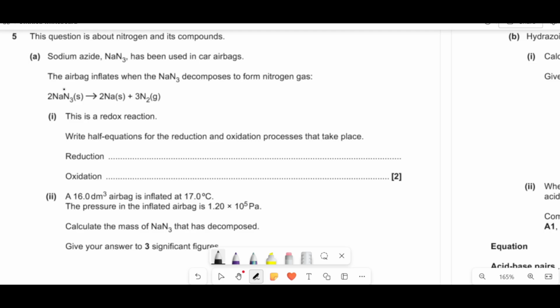It's 0, that must have been +1 because sodium tends to be +1, and 0, right? So it's going from +1 to 0, which means it must have been reduced, it must have gained electrons. So Na+ eventually becomes Na. In order to have gone from +1 to 0, it must have gained an electron. So there's that one done.